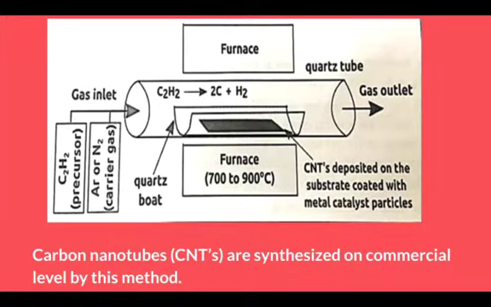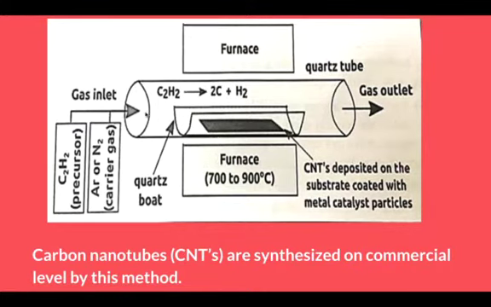Now, this shows the diagrammatic representation of chemical vapor deposition method. So here, this method is used for the commercial synthesis of carbon nanotubes. For the commercial synthesis of carbon nanotubes, the precursor used is acetylene gas. So, acetylene along with the carrier gas, which is normally an inert gas used to carry the reactant sample.